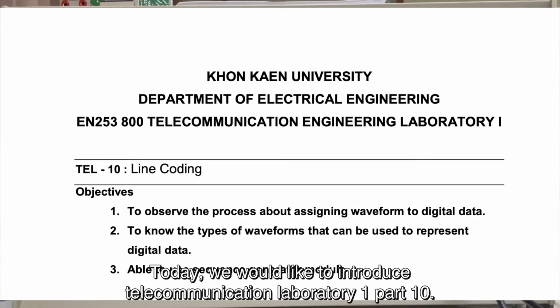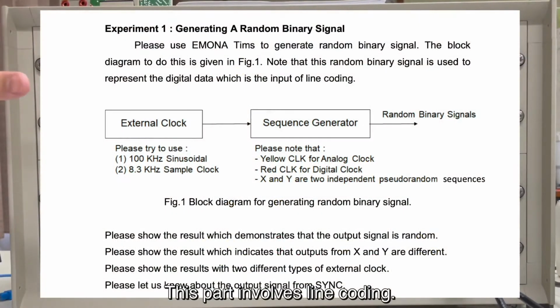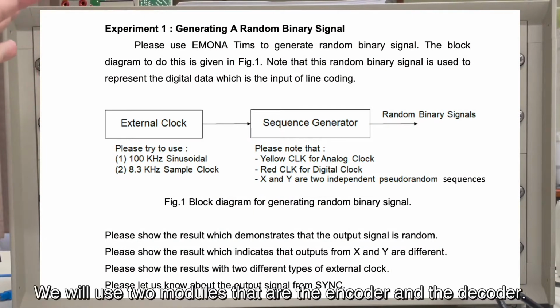Telecommunication Laboratory 1 Part 10. This part involves line coding. We will use two modules: the encoder and the decoder.